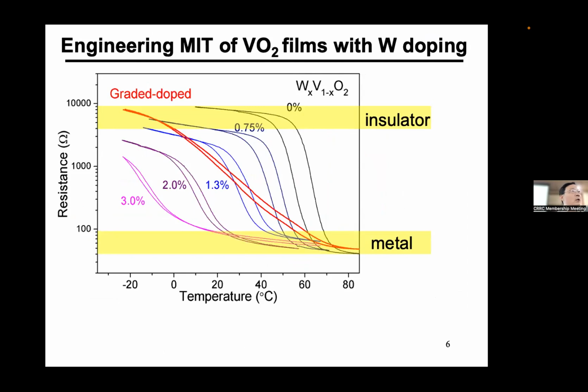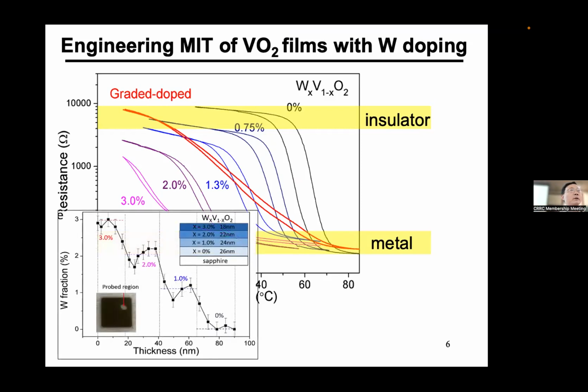If you just dope it uniformly, you shift the phase change temperature, but the phase transition is still very abrupt. Now, if you grade dope it, then you can broaden the phase change from a very narrow temperature range into a very broad temperature range. And that is very good for you to capture whatever interesting temperature range you want. So how do we grade dope it?